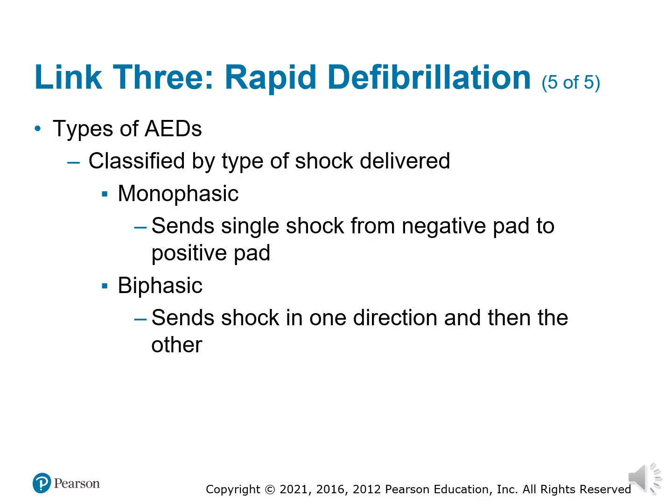All right, next we'll talk about the types of AEDs. So they are classified by the type of shock delivered. The first one is monophasic, which sends a single shock from a negative pad to a positive pad. And then biphasic, which sends a shock in one direction and then the other. So again, knowing and understanding what type of AED you are using is very important.